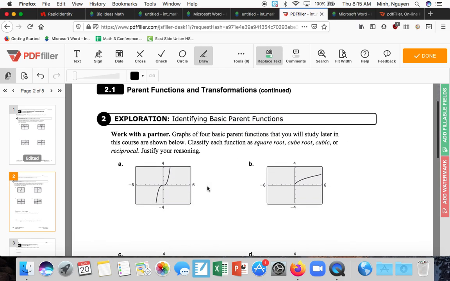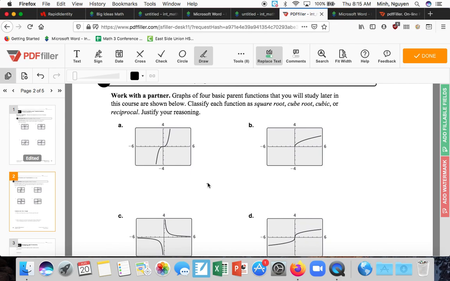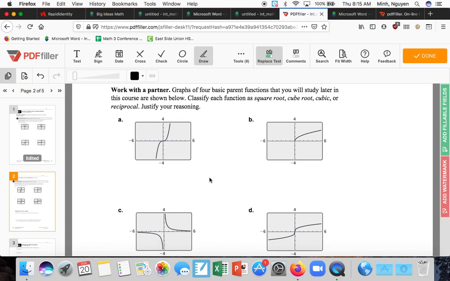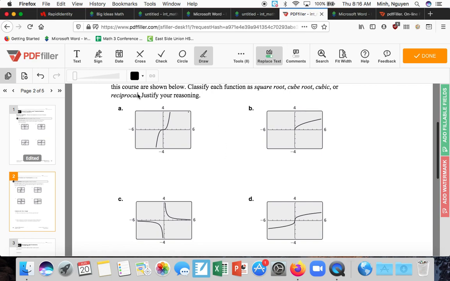Sweet. Okay. Graphs of 4 basic parent functions that you will study later in this course are shown below. In that case, I actually think I will leave this, and you can take a look, and I'll explain some, but I'm not going to match up for you. So square roots, cubic roots, or sorry, cube roots. An example of a cube root might be the cube root of 8 is 2, because 2 times 2 times 2 makes 8.